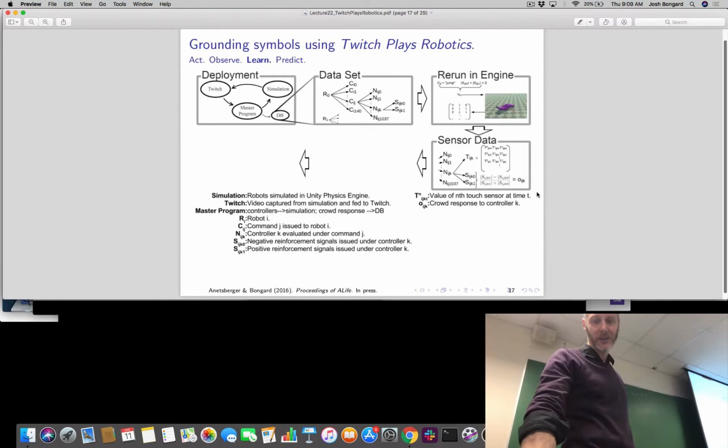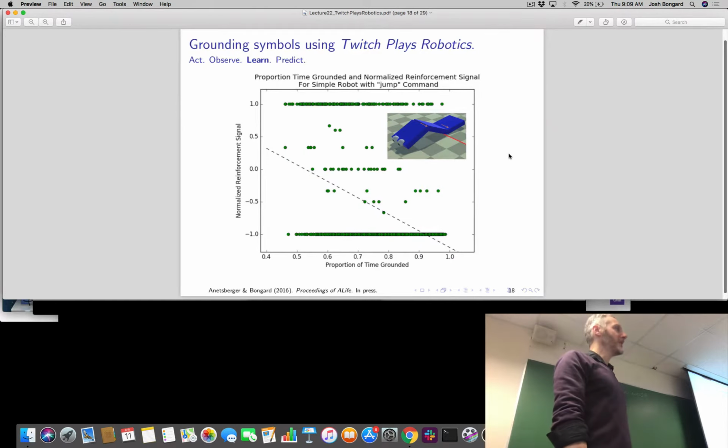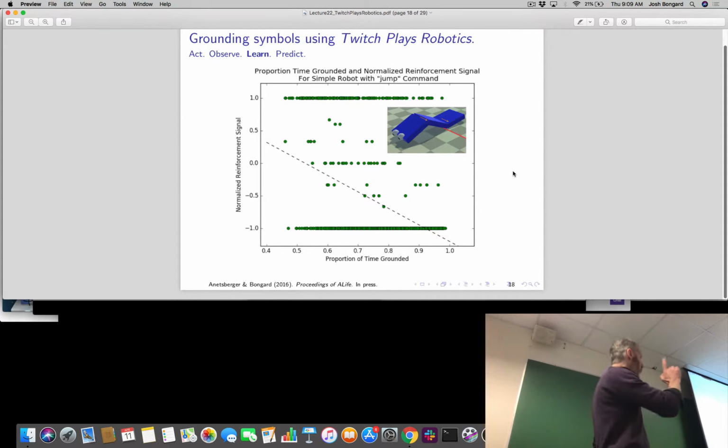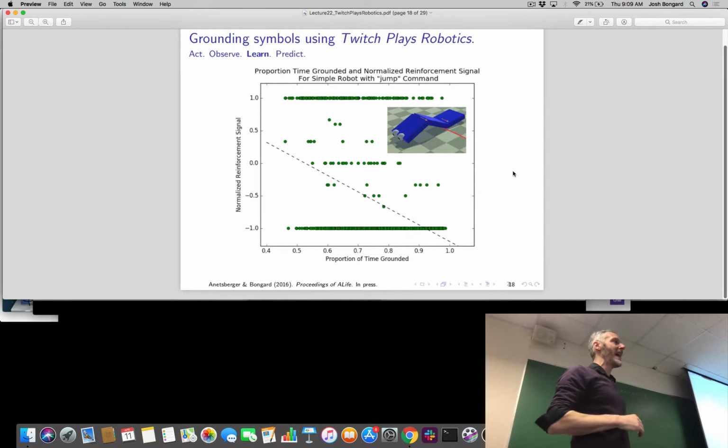That was the first thing we wanted to look at. And it turns out there is. Not much, but there's a little bit. So this is all done by hand. We haven't done any training yet. We're just taking the raw data. Each green dot here represents one controller that was played on the worm, just the worm robot, under the command jump. We took the sensor matrix that we had, and we applied a function to it that pulled out a single value between 0 and 1, which represented the proportion of time that the robot was grounded.